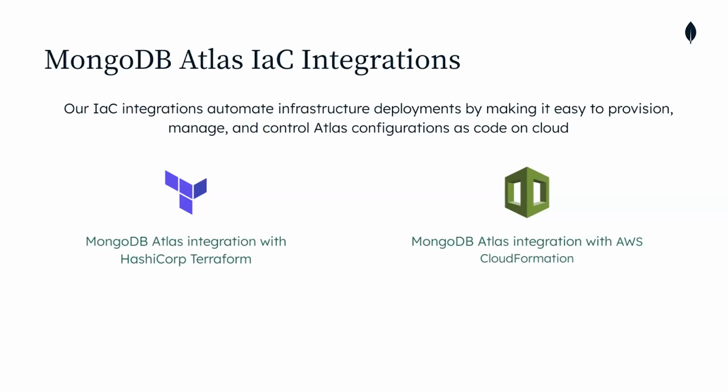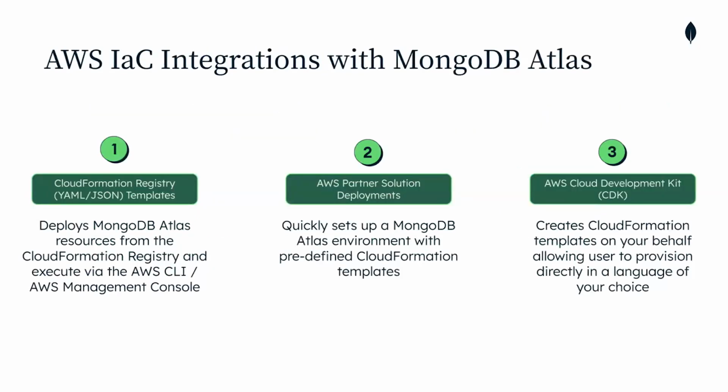And two of the most commonly used tools today are HashiCorp Terraform and AWS CloudFormation. And the good news is that we have integrations with both of those. So let's take a look at each of these. The first one is AWS CloudFormation, or how you can get started. If you're an AWS CloudFormation user, how can you deploy MongoDB Atlas and the Atlas resources?